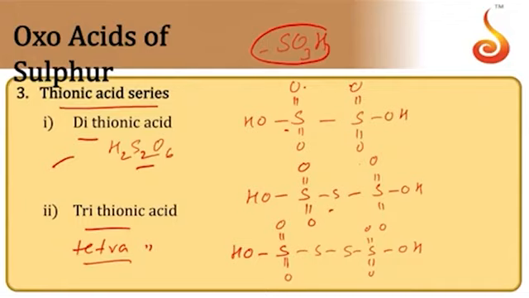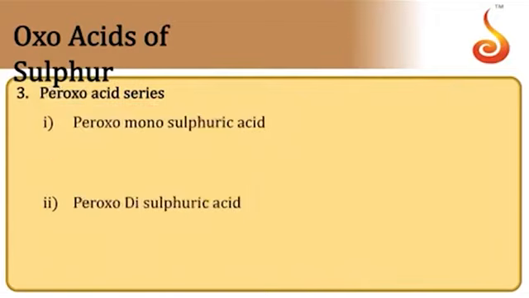So we can take the formula as H2S(2+n)O6. This n is 0 in this case, n is 1 here, n is 2 in this case. That way we can get the thionic acid series. Then finally comes the peroxo acid series. The peroxo series will have peroxy bonds present in them. So peroxy bonds are there in that.